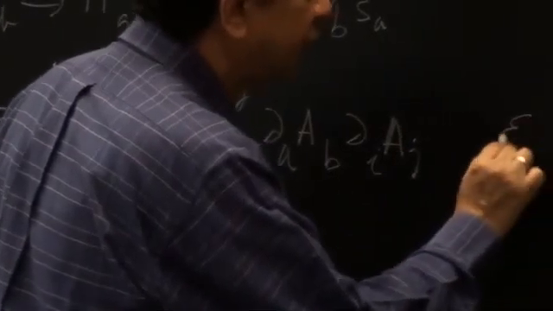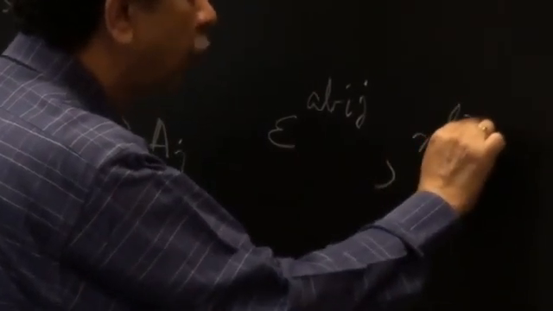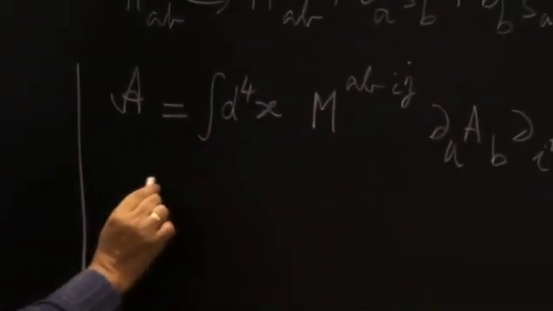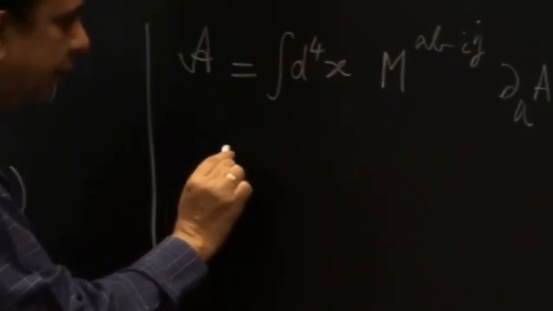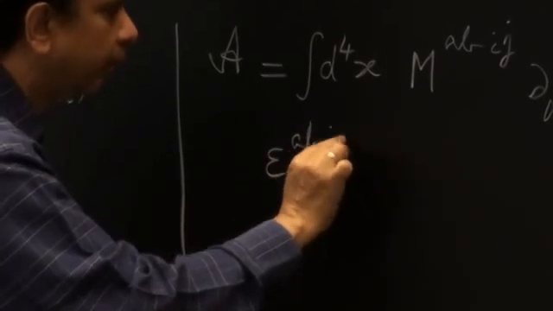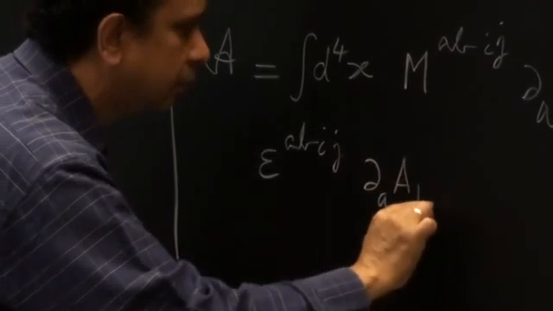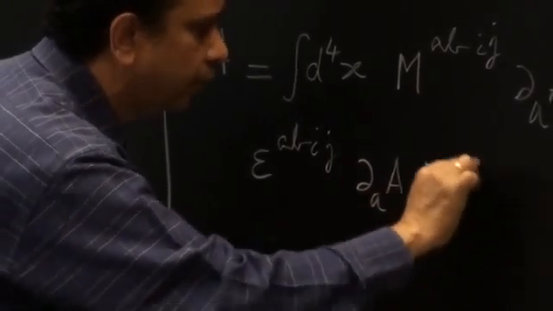It has to be built out of the only tensors which are available to you, because we want the theory to be linear. One is epsilon ABIJ. This is available to you. Then you have eta LM, the Lorentz space metric, which is available to you. So what are the terms you can write down? Let me write down each of the terms. First will be epsilon ABIJ ∂_A A_B ∂_I A_J. This is possible.